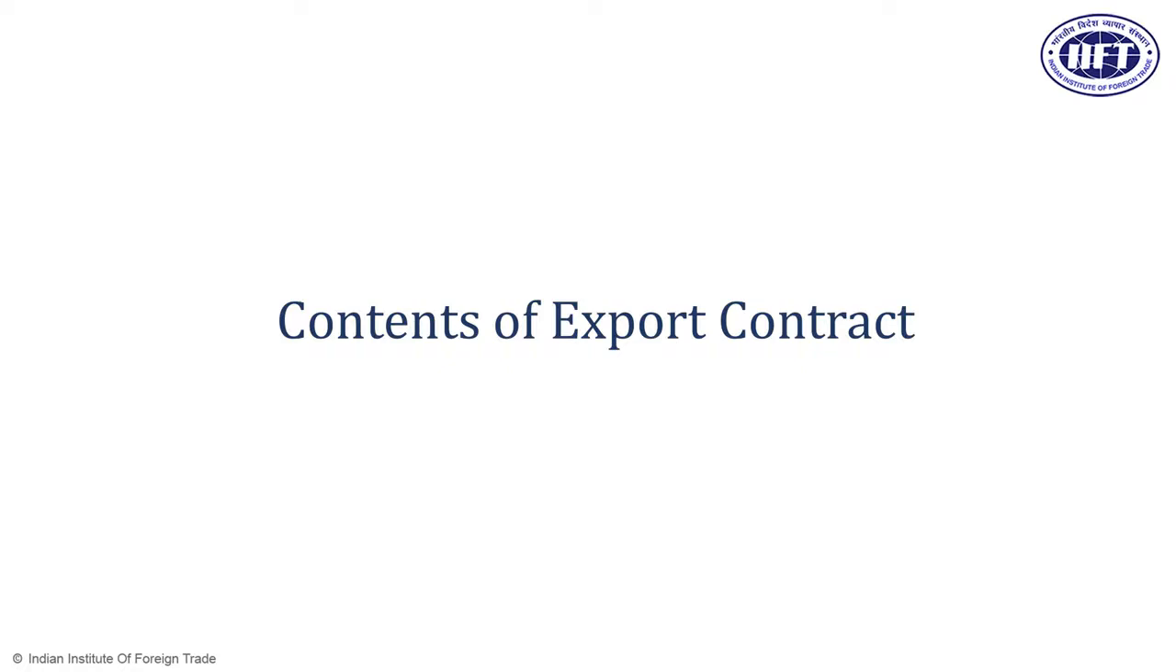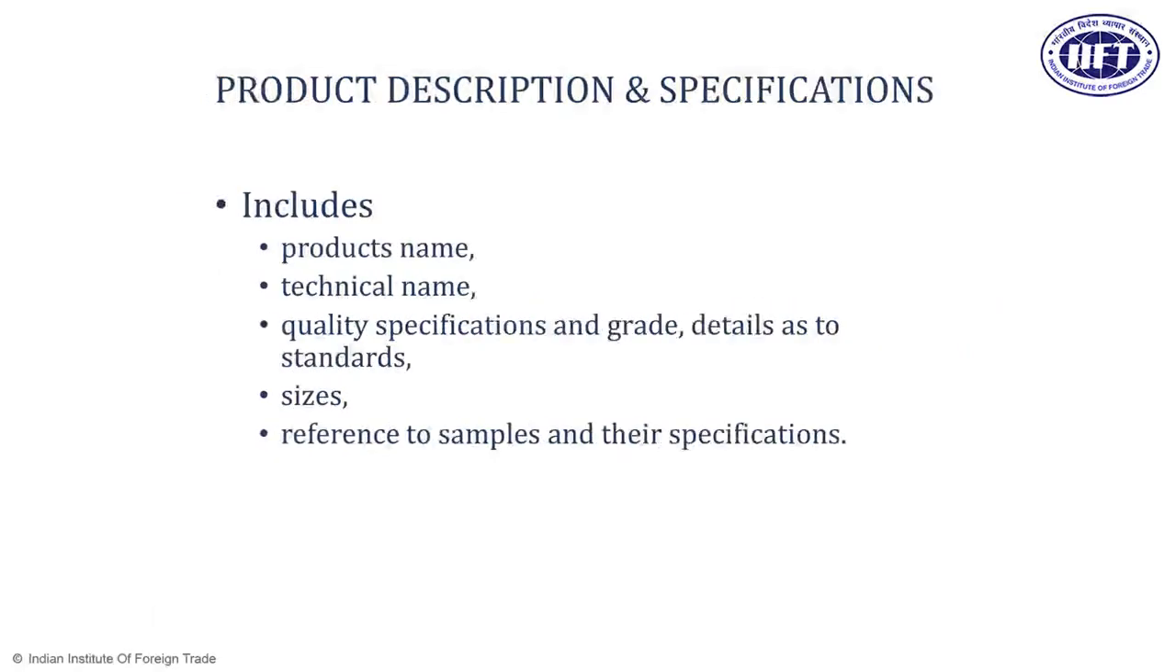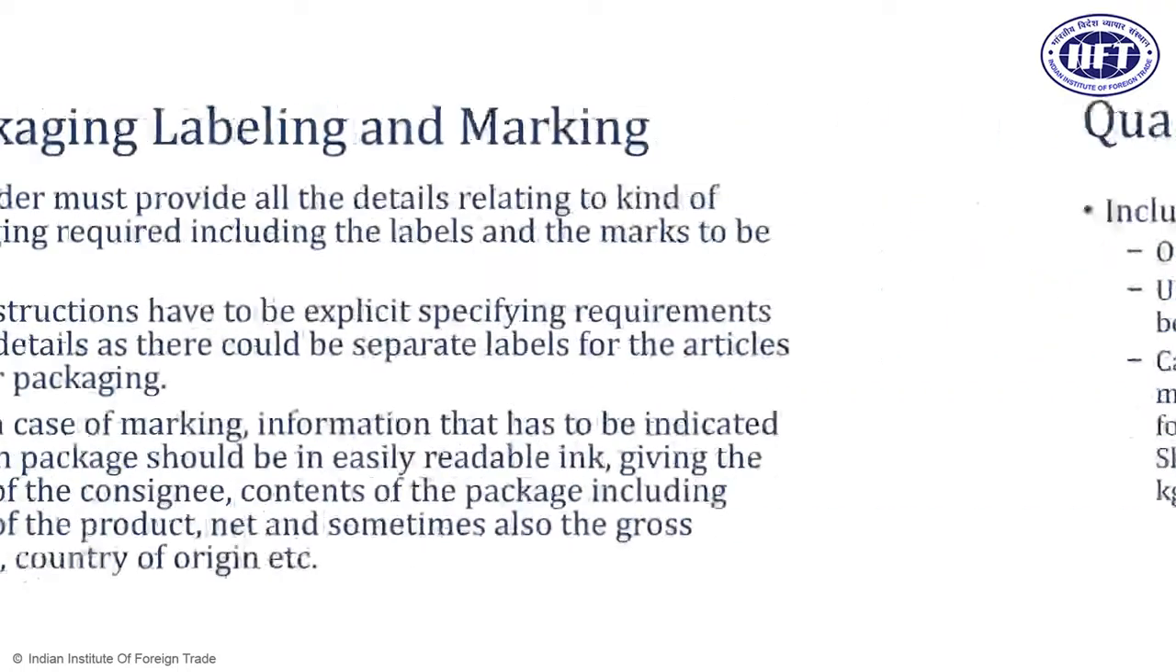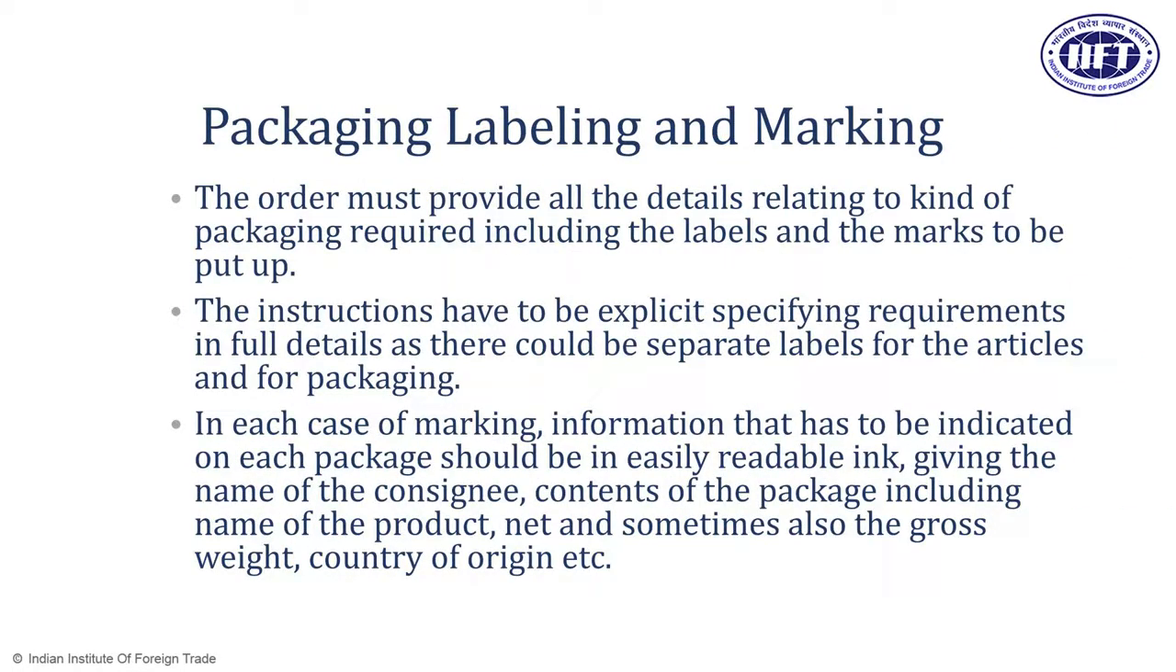An export contract or an import contract or an international sales contract, we may name it depending upon whether we are an importer or an exporter, basically has the description of the products in terms of its specifications, its technical name, the product name, any kind of HS code which you must have studied or learnt about. It should indicate the quantity. The quantity specifically should be mentioned in both words and figures in order to bring in clarity. There should be no kind of mismatch between the two. The contract should also specify any kind of packaging, labeling and marking requirements.